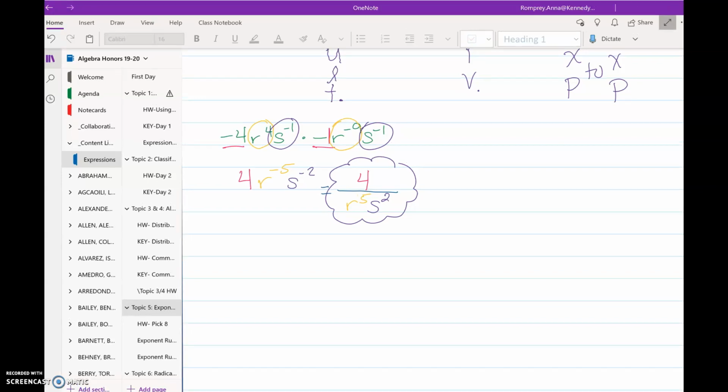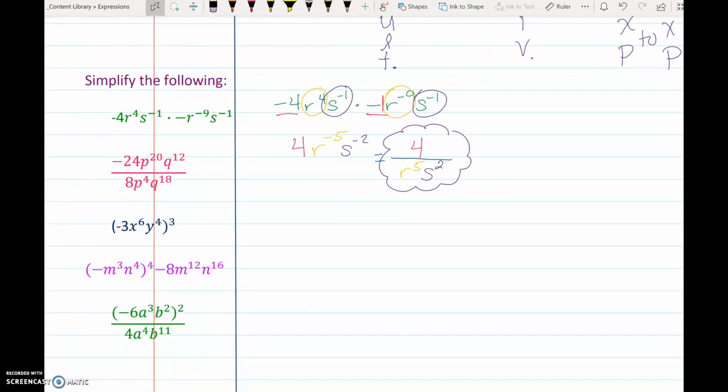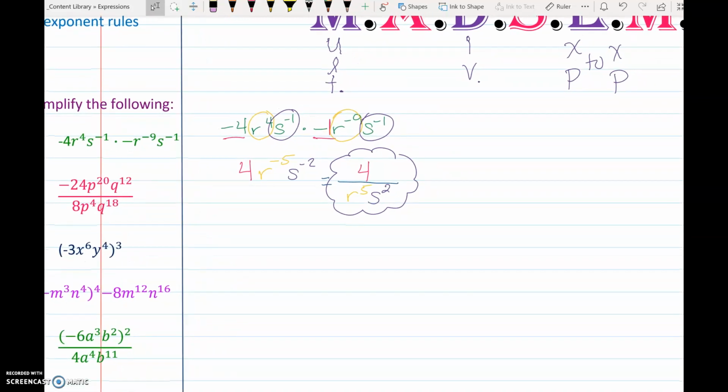All right, so part 2, we're picking up where we left off. So we're going to go ahead and keep using our exponent rules. So our next problem, negative 24, p to the 20th, q to the 12th, divided by 8p to the 4th, q to the 18th. All right, so first we need to look at what operation we are using.